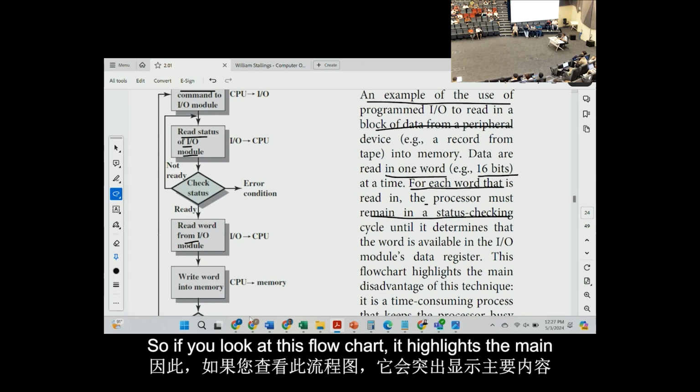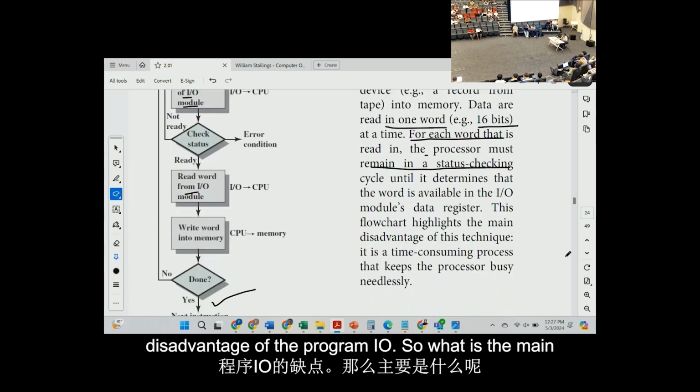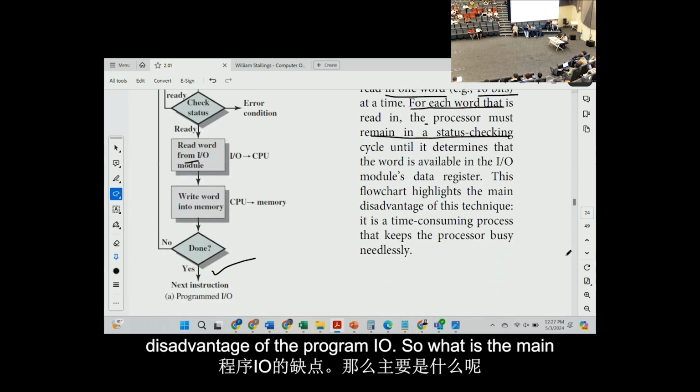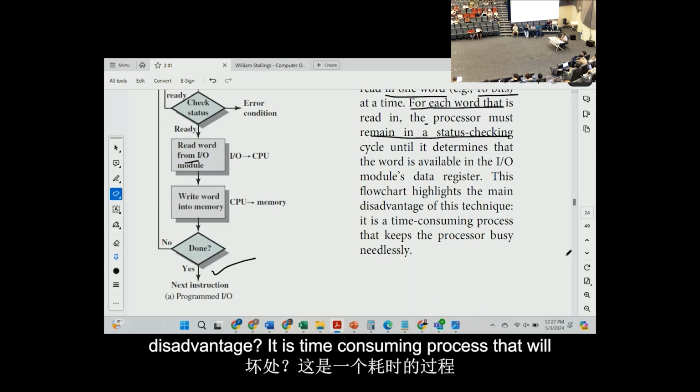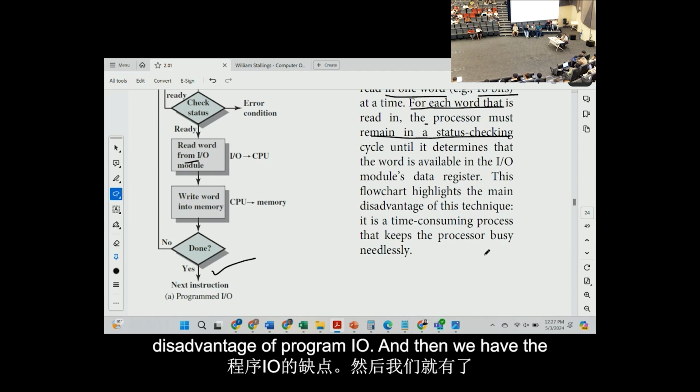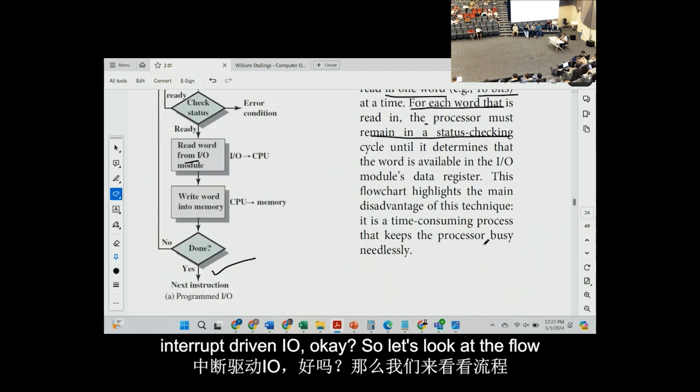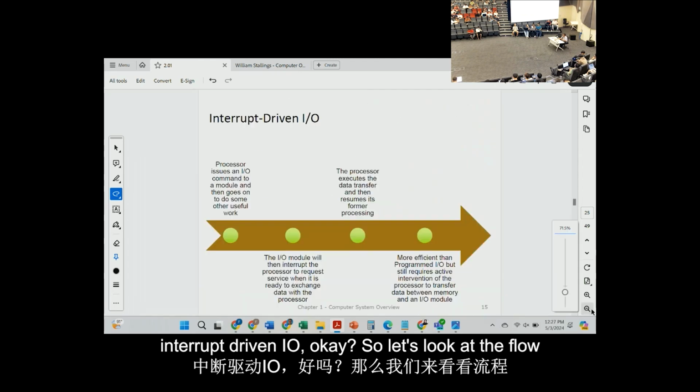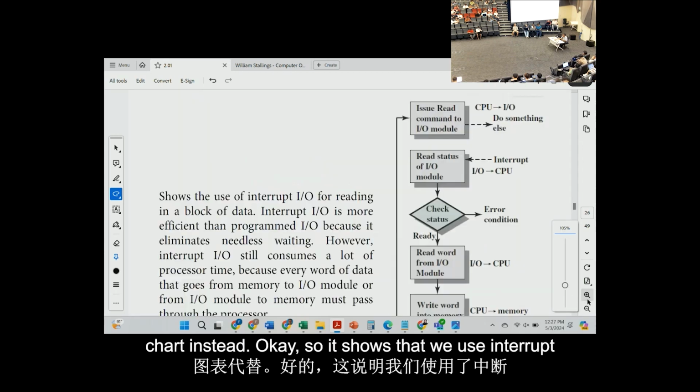So if you look at this flow chart, it highlights the main disadvantage of the program I/O. So what is the main disadvantage? It is a time-consuming process that will keep the processor busy at all times. So that is the disadvantage of program I/O. And then we have the interrupt-driven I/O. Okay, so let's look at the flowchart.